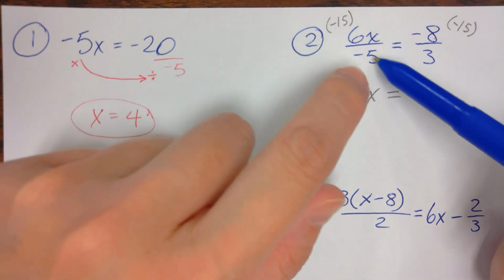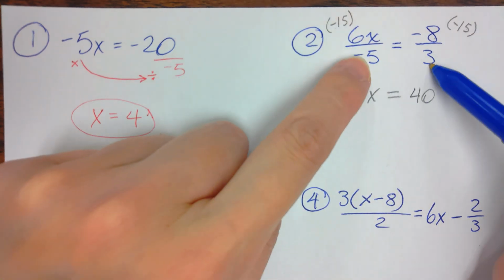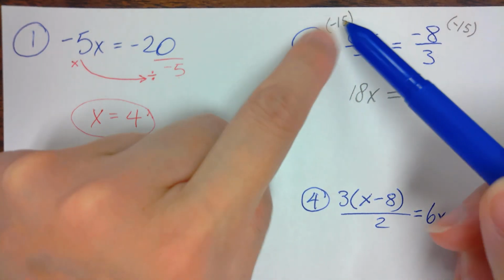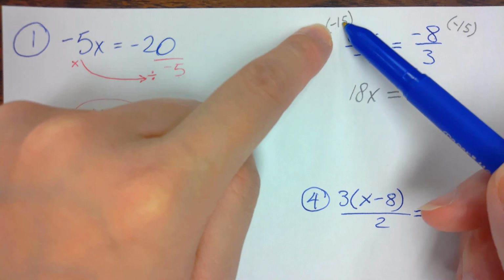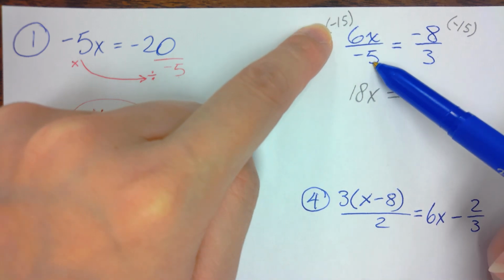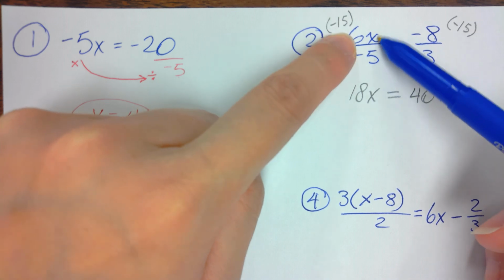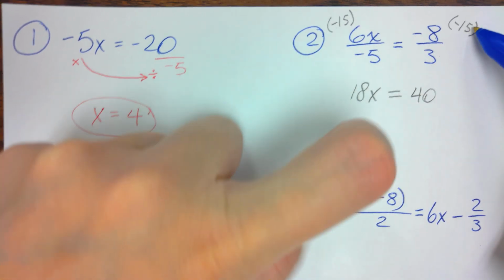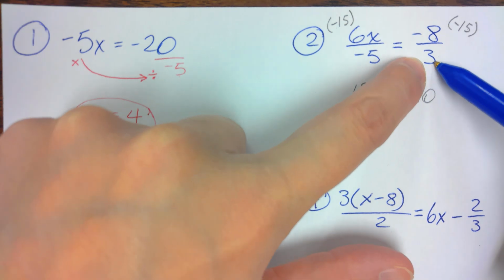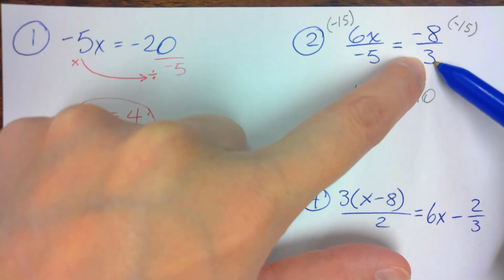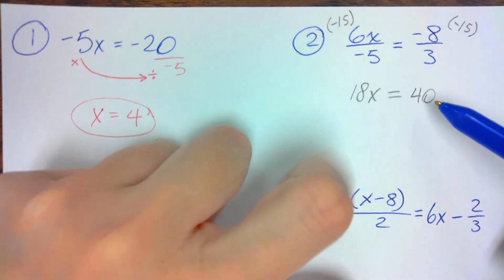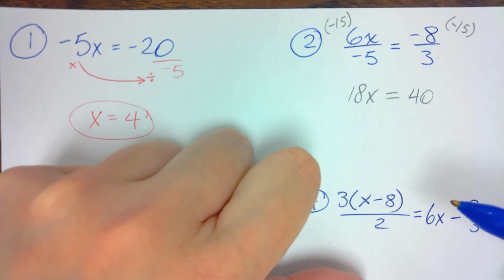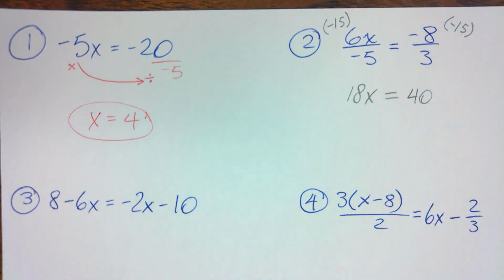Okay, so again, what did I do? Negative 5 and 3, lowest common denominator is 15. So negative 15 divided by negative 5 is 3. 3 times 6x, 18x. Negative 15 divided by 3 is negative 5. Negative 5 times negative 8 gives me 40. Okay, but there is a better way. There is an easier way.